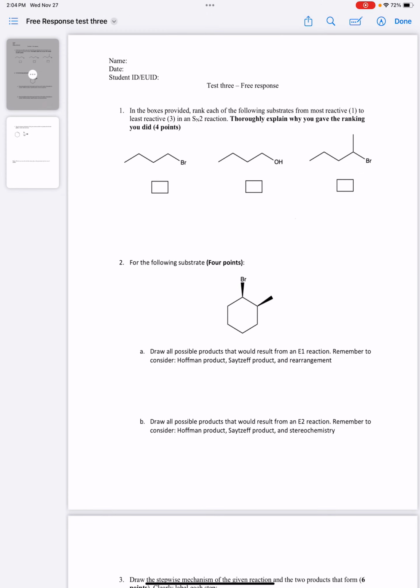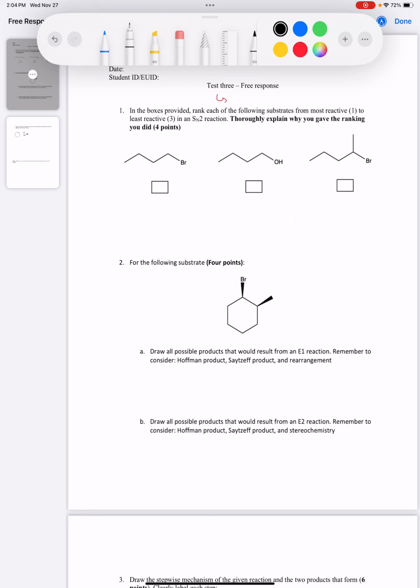Okay. So the first question here, in the boxes provided, rank each of the following substrates. This test 3 is about additions, substitutions, and elimination reactions. So those are the things we're going to be going over.